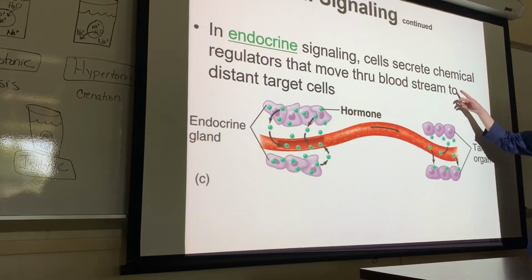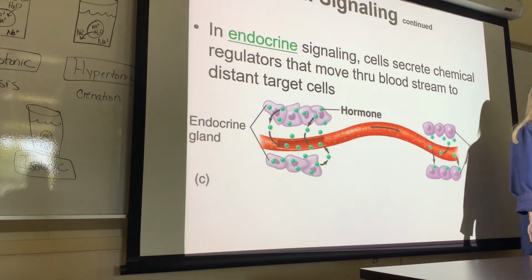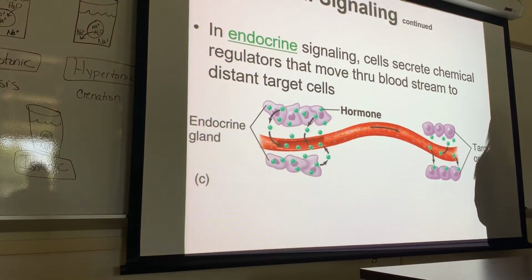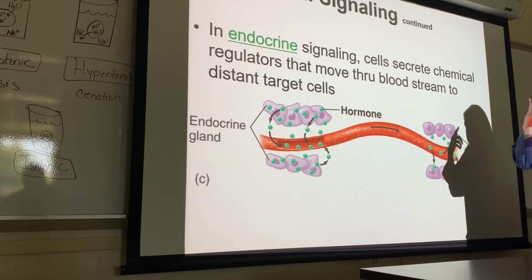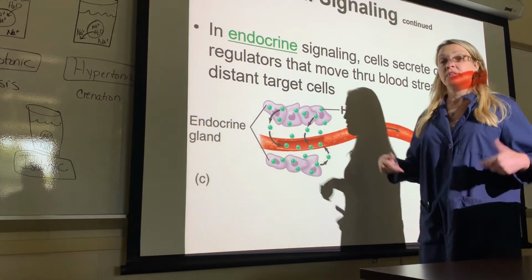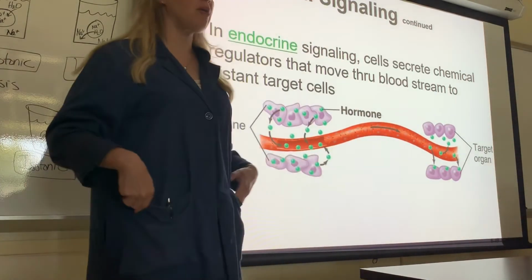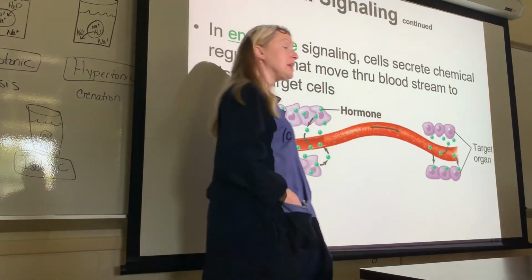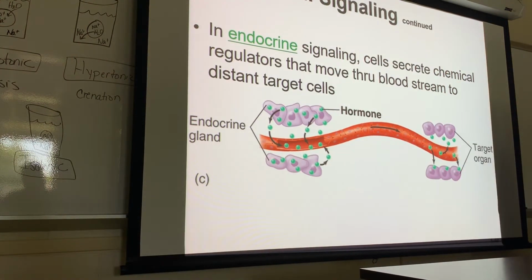Endocrine signaling is where cells secrete a chemical that moves through the bloodstream to distant target cells. An example we talked about today, when we were talking about regulation of blood osmolality: the posterior pituitary gland in the brain releases antidiuretic hormone, which travels all the way down to the kidneys. That's an example of endocrine signaling.